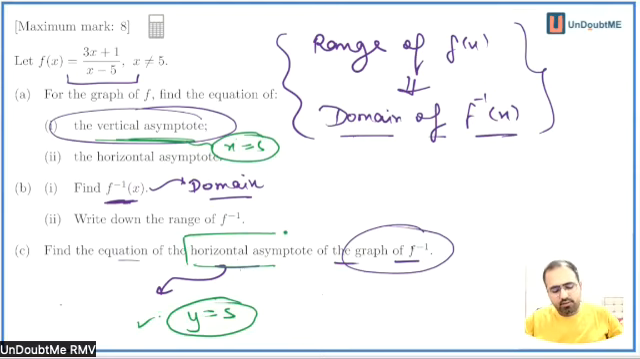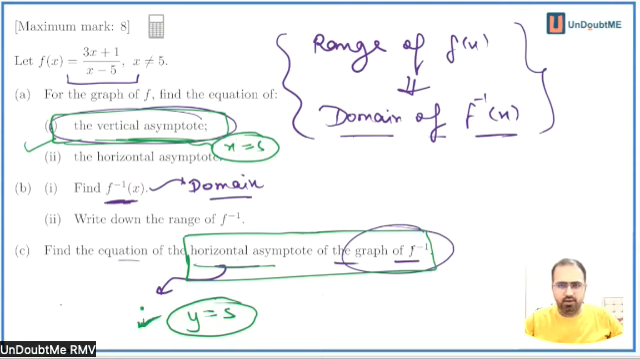The horizontal asymptote of f inverse will be the same as the vertical asymptote for f(x). Oh yeah, awesome, my bad. I didn't understand the question. But are you clear with the concept? Yes, sir. Okay.